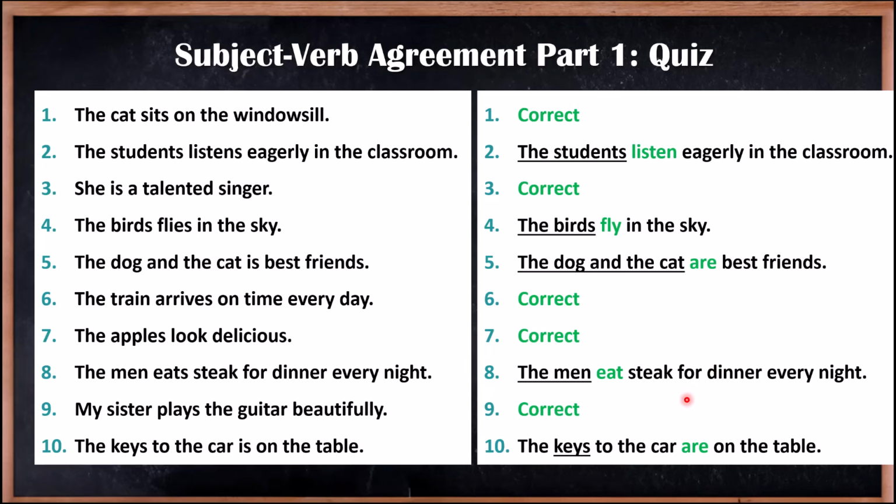This is a tricky one. The keys to the car are on the table, and that's because the subject of the sentence is the word keys. The keys. The car is not the subject. The car is not on the table. The keys are on the table. So keys must have a plural verb, which is are.